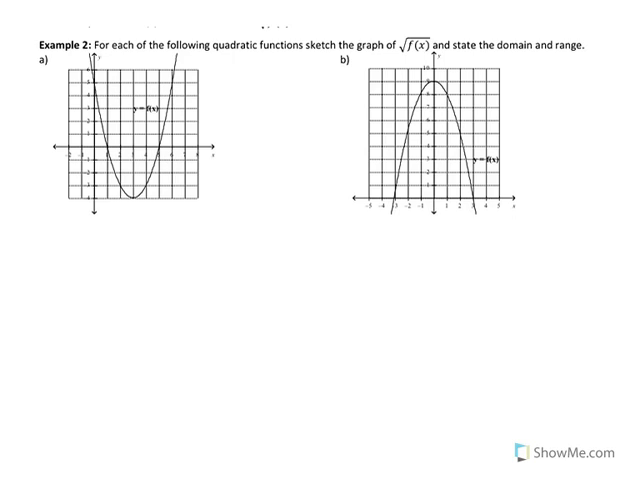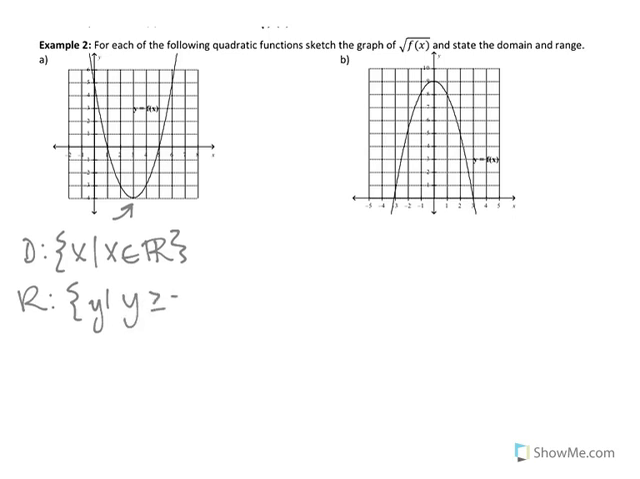Okay, next example. We're going to sketch the square root of f of x and state the domain and range. So first let's do domain and range for the original function. So this one, x is an element of the real numbers. It goes left and right forever. The range is going to be greater than that vertex, which is at 4, -4. And it's greater than because we're going up.